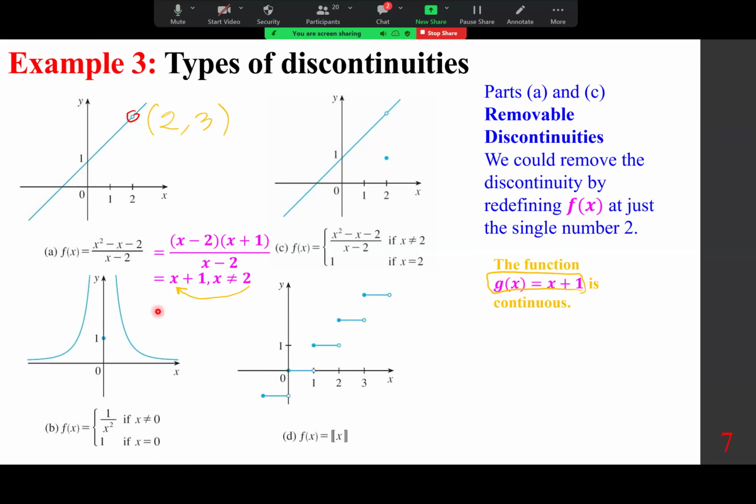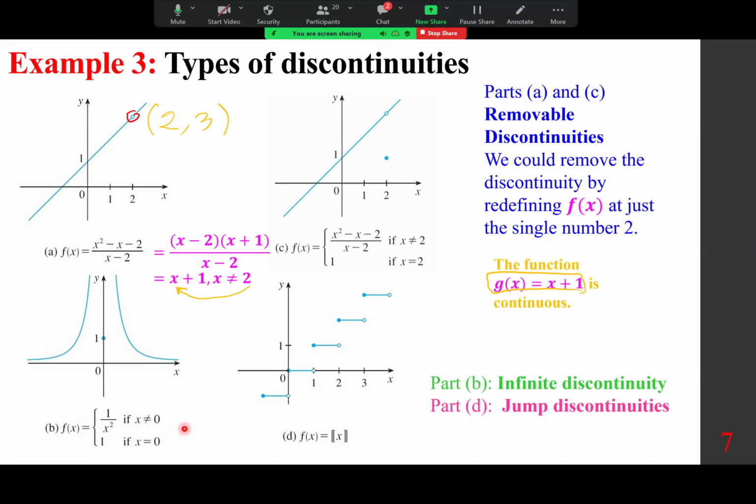However, these two can't be fixed. The first one is called infinite discontinuity, referring to vertical asymptote, or vertical asymptotes if you have more than one. And this is referred to as a jump. More specifically, this function, double brackets, is called the step function. And there are many jumps. However, even with one jump, there is no way to fix this.